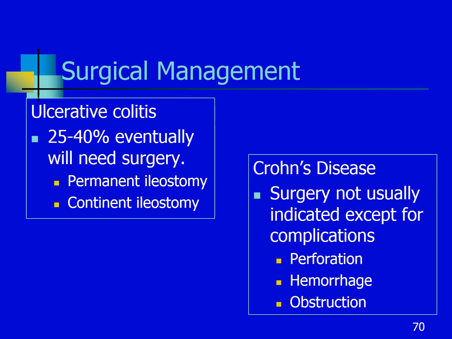So surgery for ulcerative colitis, 25 to 40% eventually would need the surgery. They would do a permanent ileostomy or continent ileostomy. So pretty much they put in a pouch that connects the end of the small intestines to the skin of the abdomen, so an ostomy outside. For Crohn's, surgery is usually not indicated except if there's perforation, hemorrhage, or obstruction.